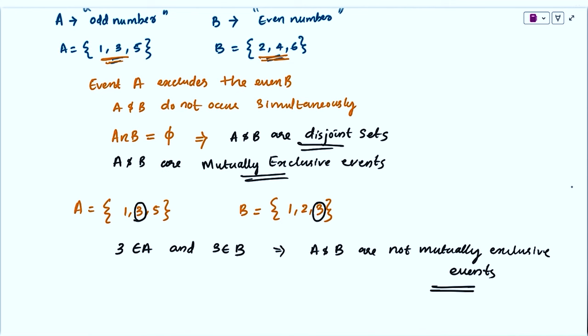So, we defined mutually exclusive events as having no common elements in the two sets. Then we can say that they are disjoint sets and also mutually exclusive events.